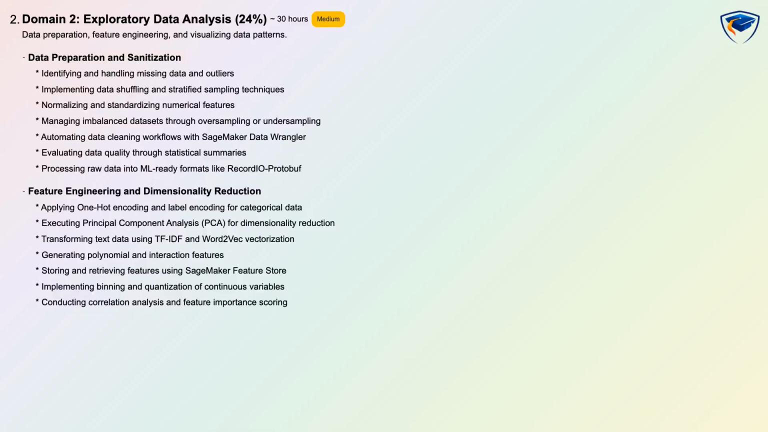The domain includes automating cleaning with SageMaker Data Wrangler and preparing data in ML-ready formats like RecordIO Protobuf. And you will practice statistical summaries to evaluate data quality. For feature engineering you will apply one-hot and label encoding, perform PCA for dimensionality reduction, transform text using TF-IDF and Word2Vec, create polynomial and interaction features, use the SageMaker Feature Store, and conduct correlation analysis and feature importance scoring.